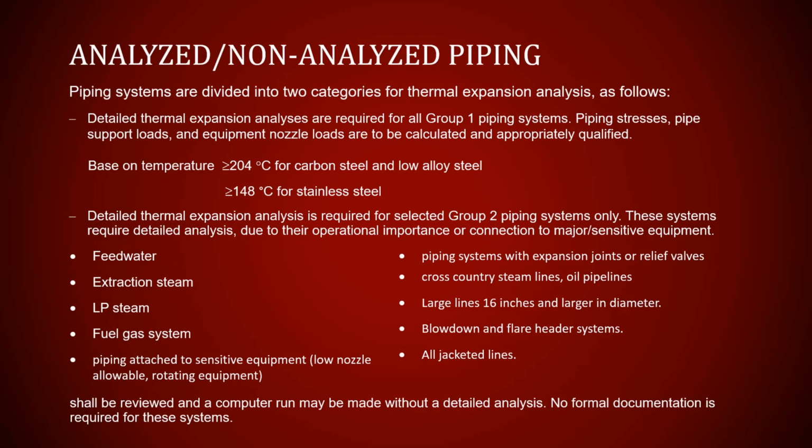power plants and process plants. Piping attached to sensitive equipment, as I mentioned before, pumps, shell and heat exchangers, piping systems with expansion joints and relief valves, cross-country steam lines or oil pipelines, large lines 16-inch and larger, the blow-down flare header systems, and all the jacketed lines.